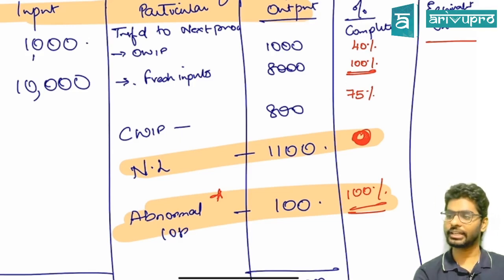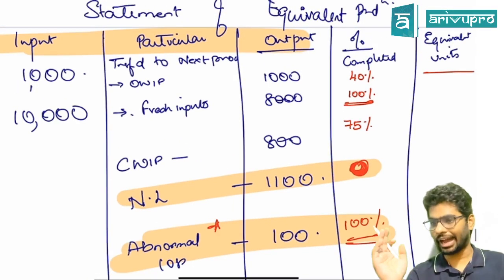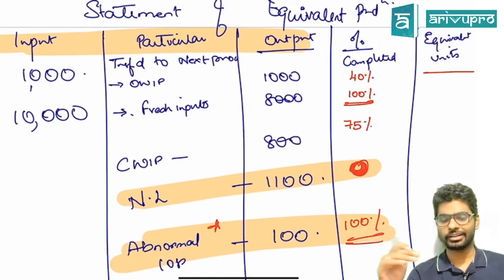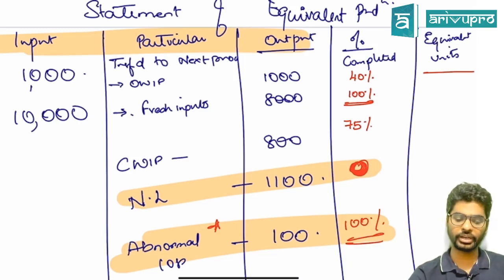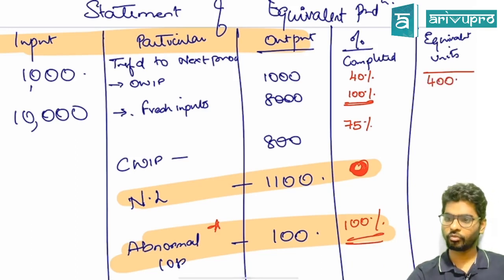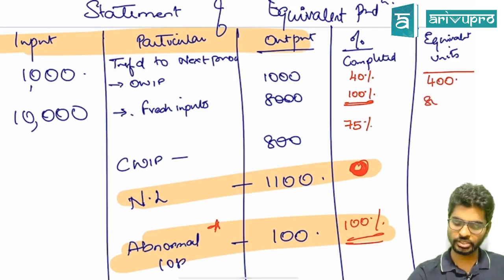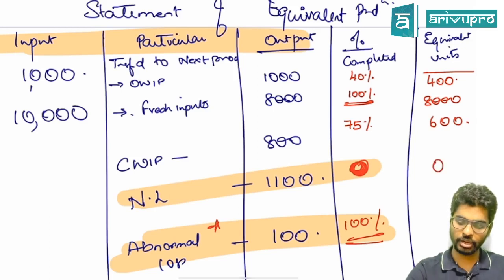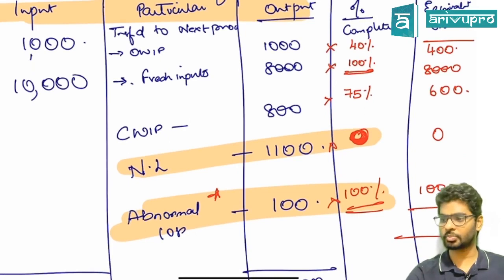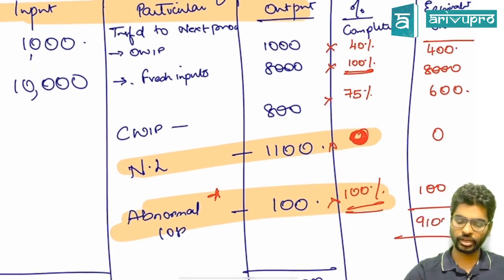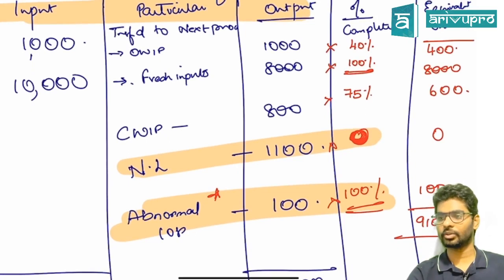So equivalent units: I told you 1000 units were there. Did I complete 1000 units this year? The answer is no. We completed only how many units? 400. Fresh inputs, the entire 8000. Closing WIP 600. Normal loss 0, this is 100. So I am just multiplying this with this, and I end up getting the number of units produced, that is 9100. Are you clear till now?